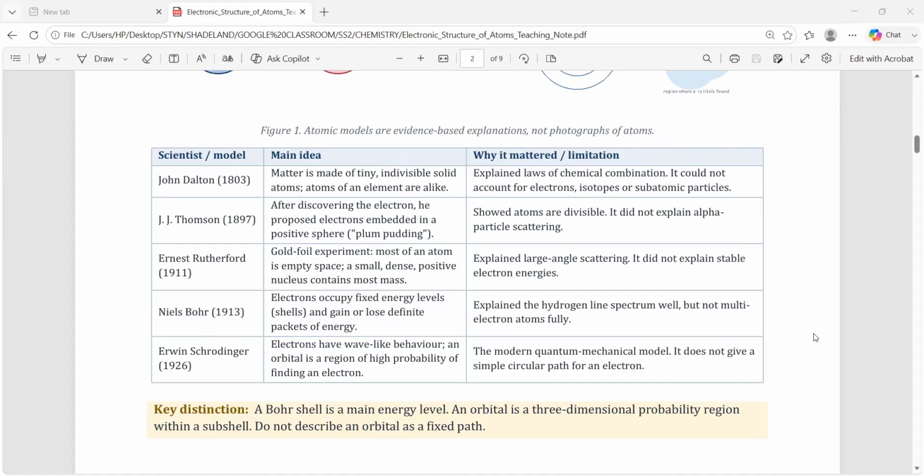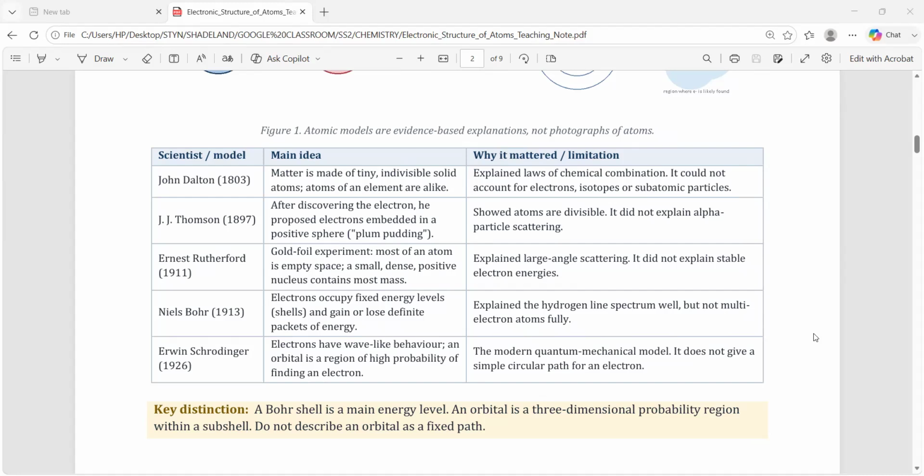Matter is made of tiny, indivisible, solid atoms. Mm-hmm. Atoms of an element are alike. Okay. So why does this proposal matter? Read. Explain laws of chemical combinations. It could not account for electrons, isotopes, or subatomic particles. Subatomic particles. So you see, most of these proposals, they had their small issues.